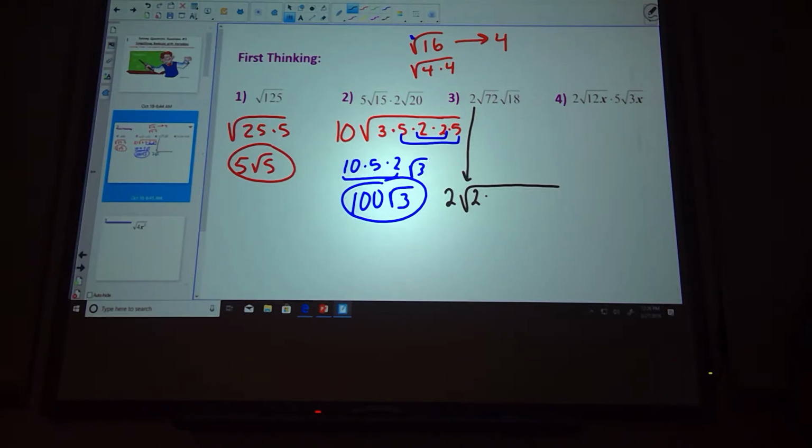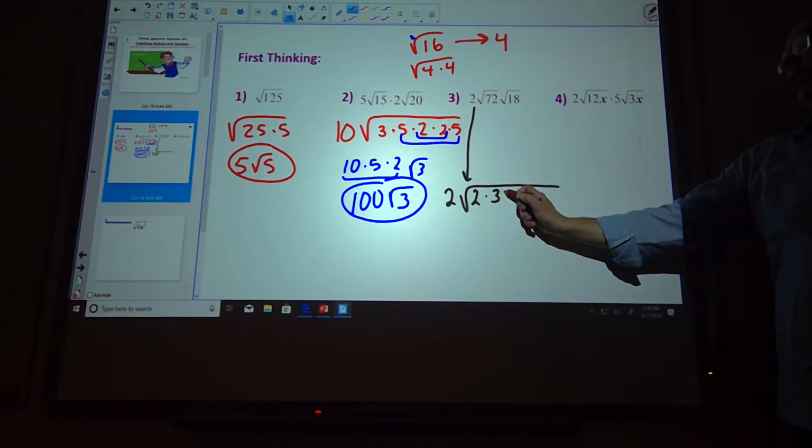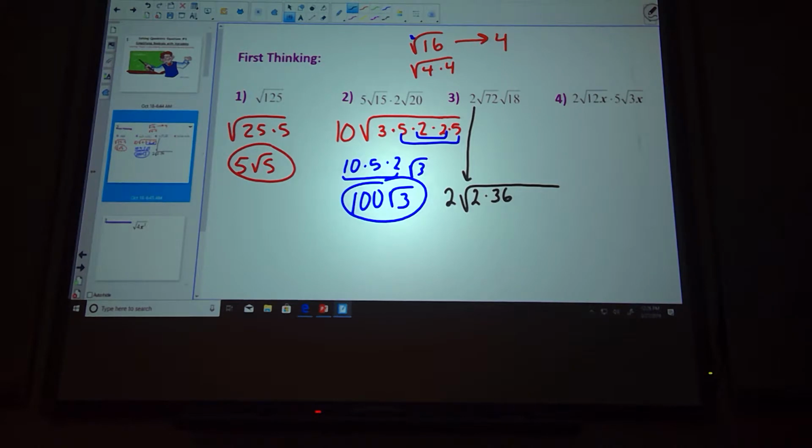Doesn't bother me. All right, so 2 times what gives me 72? 36. What's special about 36? Yeah, it's a perfect square, right? So I'm not going to break 36 down for right now because I know the square root of 36 is? 6. 6, yes.